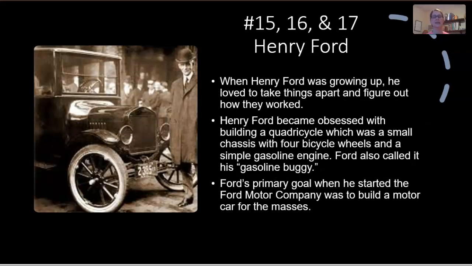Numbers 15, 16, and 17, Henry Ford. When Henry Ford was growing up, he loved to take things apart and figure out how they worked. Henry Ford became obsessed with building a quadricycle, which was a small chassis with 4 bicycle wheels and a simple gasoline engine. Ford also called it his gasoline buggy. Ford's primary goal when he started the Ford Motor Company was to build a motor car for the masses.